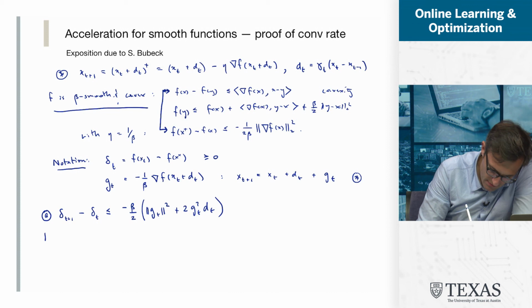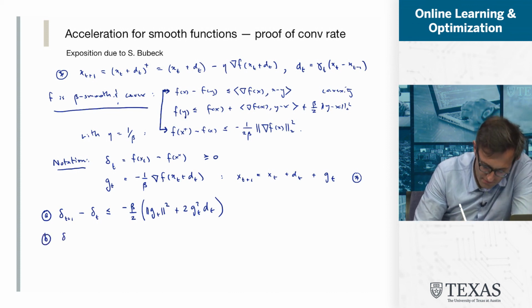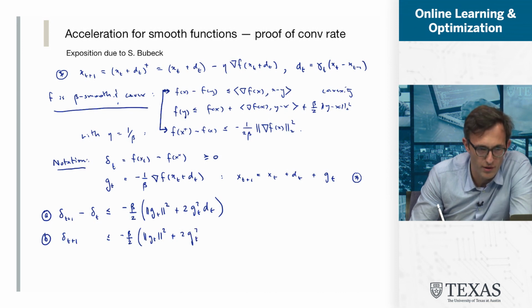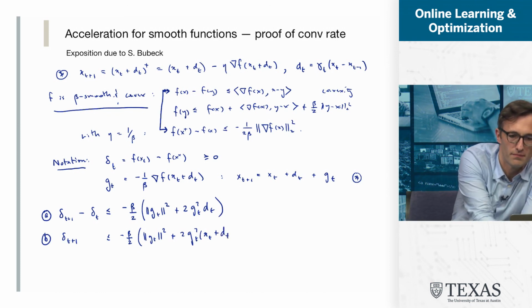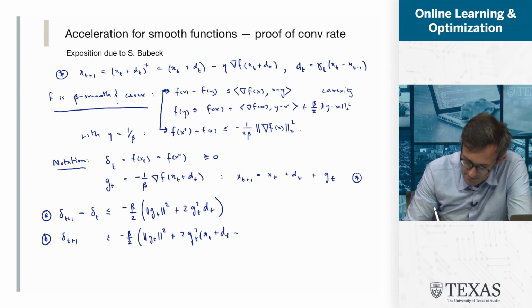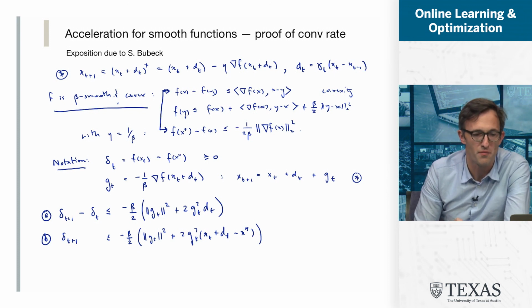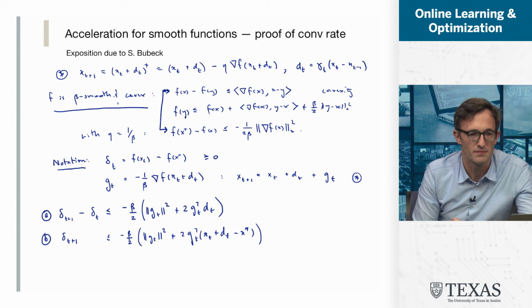And delta t plus 1 is by itself upper bounded by minus beta over 2 times the norm of gt squared plus twice gt dot product with xt plus dt minus x star. So let's see where A follows from, and B follows very similarly from there. So I'll leave that for you.